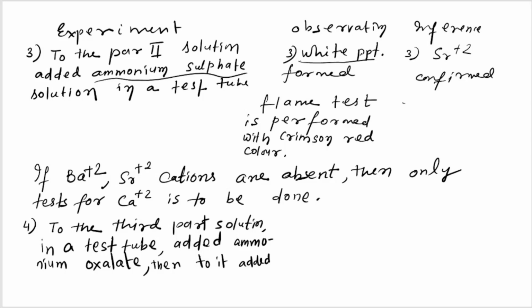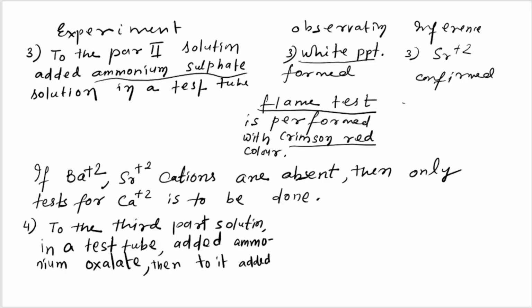Remember, only if barium is absent will you test for strontium. If Ba+2 is absent, then you go to strontium. If strontium is absent, then you go to calcium. Now the flame test: the platinum wire is dipped in the white precipitate and shown to the flame, and you repeat this until it is clear. Lastly, you touch the white precipitate with the platinum wire and show it to the flame. Then you will get crimson red. Remember, this is very important: the color of the flame you get.